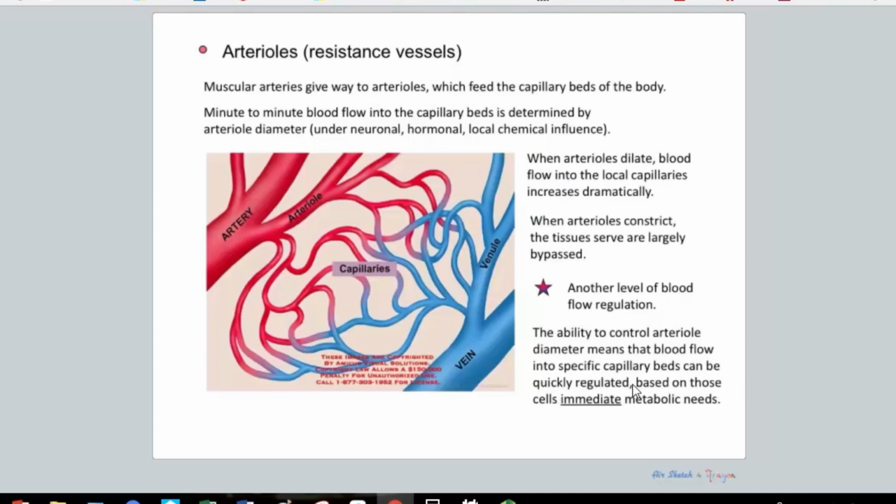Okay, the next thing we have are arterioles. So muscular arteries, here's a muscular artery, gives way to arterioles. And arterioles feed the capillary beds. So minute-to-minute blood flow into the capillary beds is going to be determined by arterial diameter, which is under neuronal, hormonal, chemical control. And so the point here is that this is just another level of control that we have over blood going to certain areas. If we want blood to bypass this capillary bed, then we simply vasoconstrict the arteriole that's feeding it.